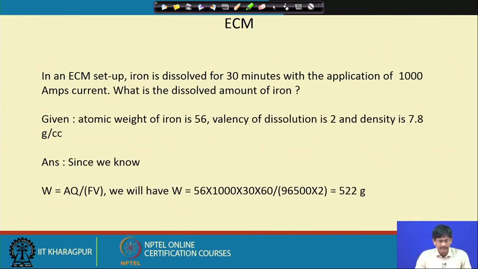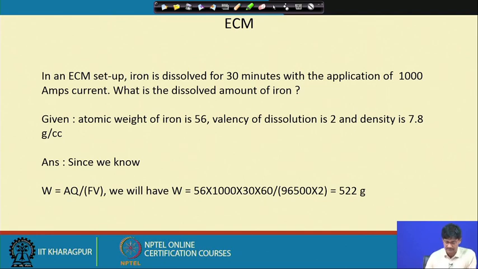ECM. In an ECM setup, iron is dissolved for 30 minutes with the application of 100 amperes current. What is the dissolved amount of iron? In this case, the atomic weight of iron is given to be 56, that means the gram atomic weight is 56 grams. The valency of dissolution is 2. You know, iron can have two valencies, 2 and 3, and the density is 7.8 grams per cc.